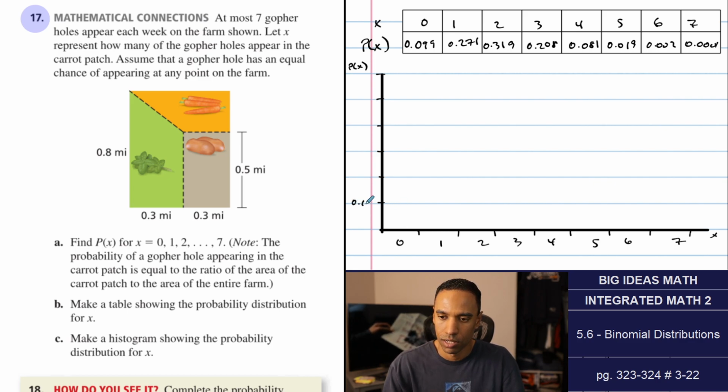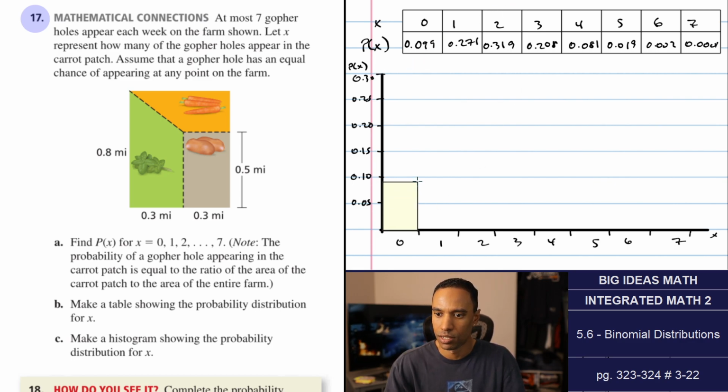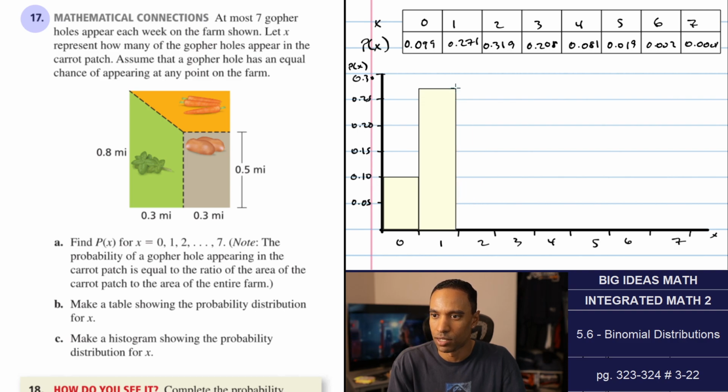I have to write these ones out. 0.05, 0.10, 0.15, 0.20, 0.25, and 0.30. Okay, so the first one we have around 9.9%, so around 10%. Let me just kind of bring it up to there. No shame. Looks good. Next one, 27.1%.